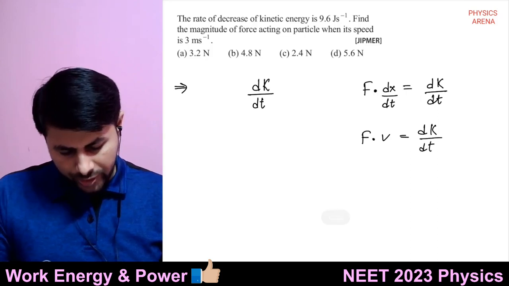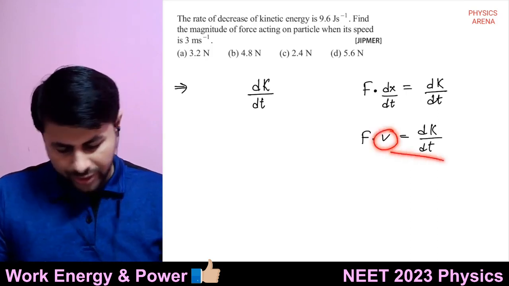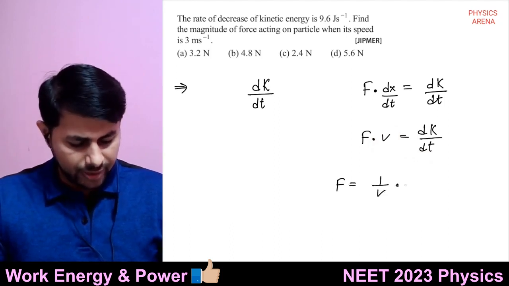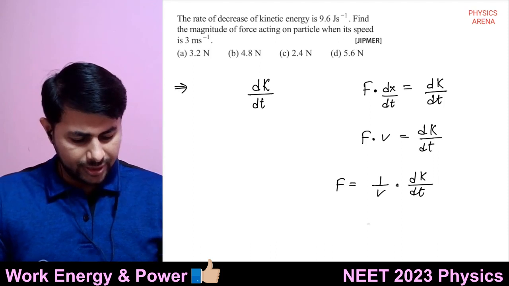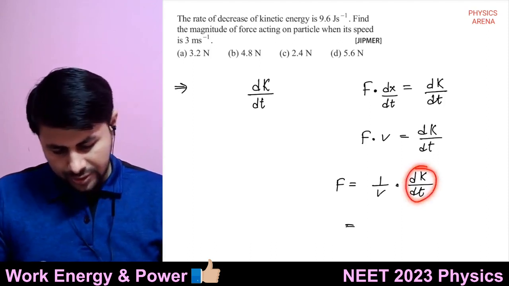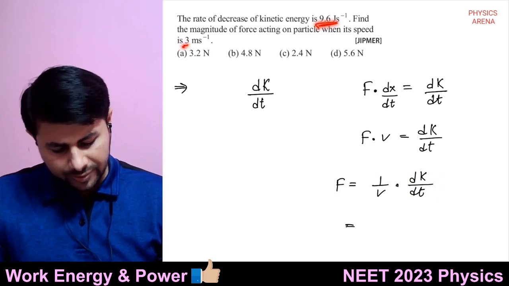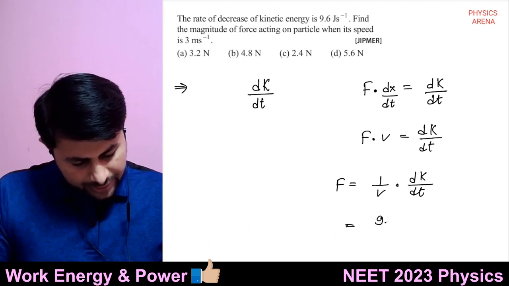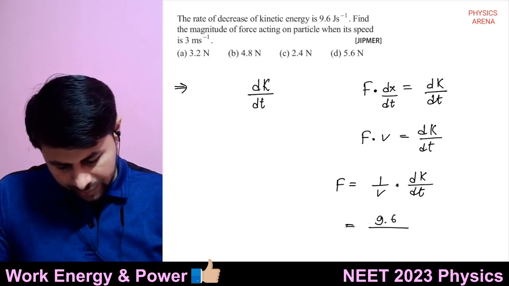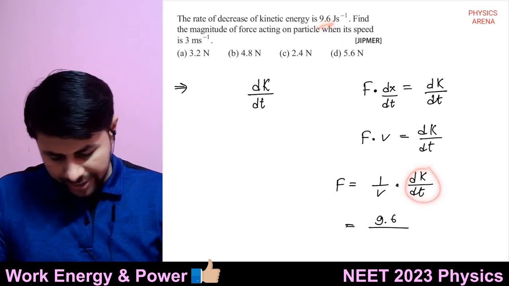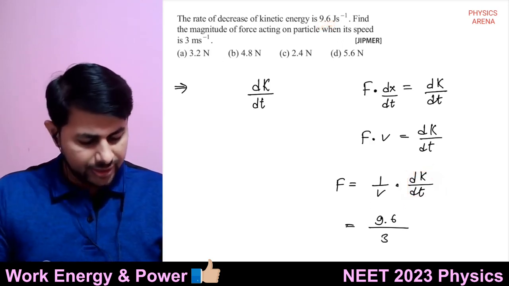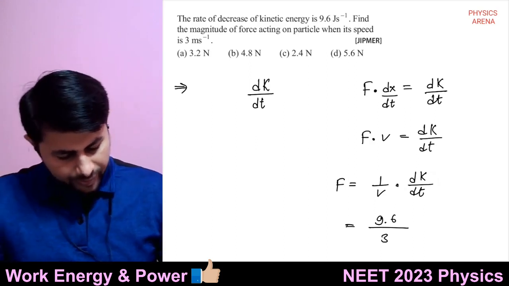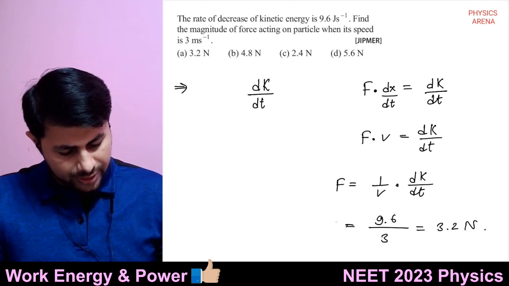And what do you want? You want force only. So take v on the other side. You get force is equal to 1 upon v multiplied by dK by dt. dK by dt is given, and v is given, so you get the force. It is 9.6 divided by v, which is 3. So 3 3s are 9, 3.2. Option A, so 3.2 newtons is the answer.